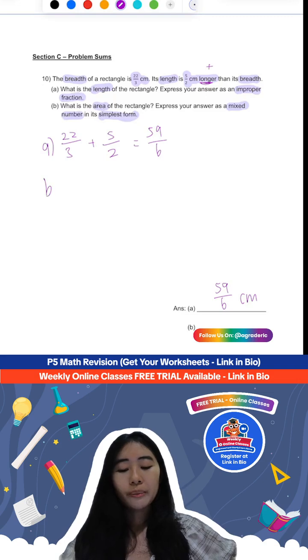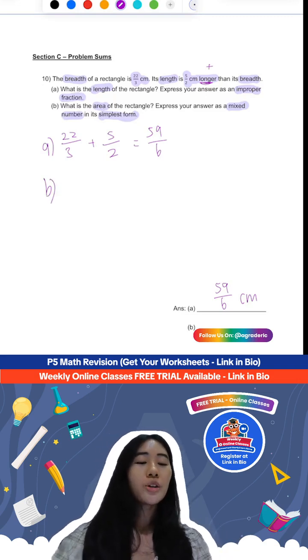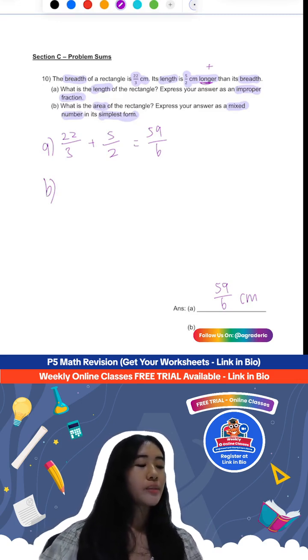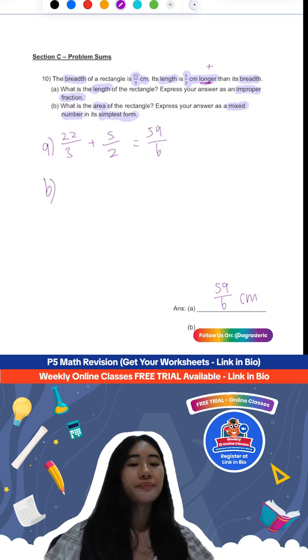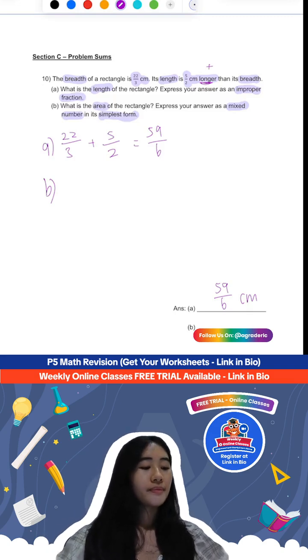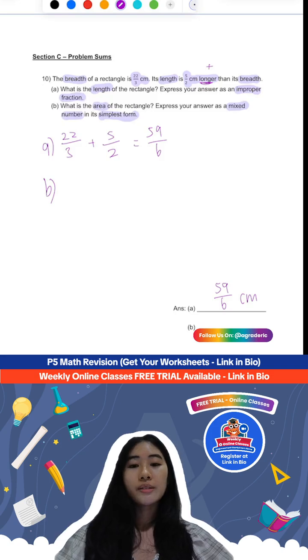Okay, what about part B? Part B also just one step. Again, you can use a calculator. What would the answer be? B wants it as a mixed number this time. So feel free to send in your answers.